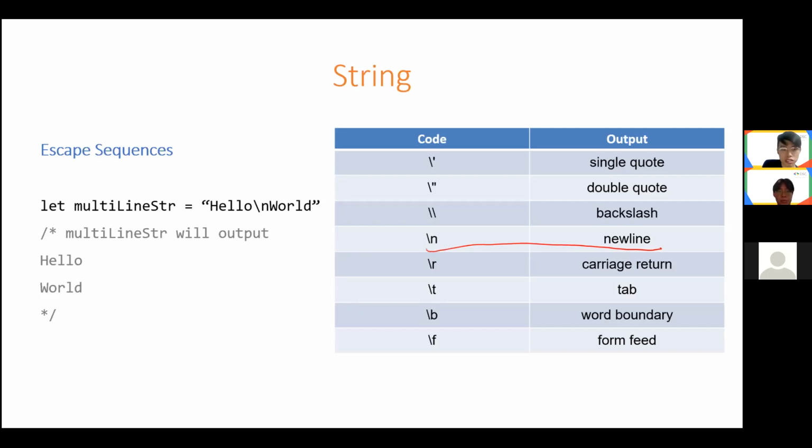If you see over here, I have a line break, \n. That basically gives you this line break over here. So if you do a console log of multi-line string, you will print out hello world in two separate lines and not hello world in one single line.